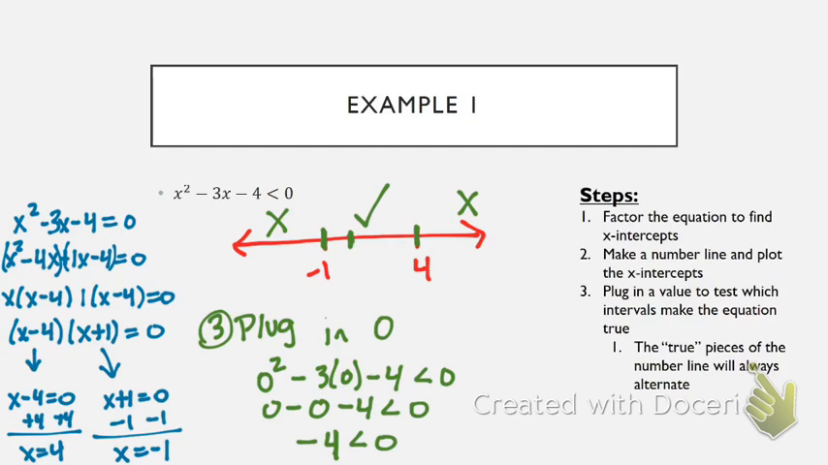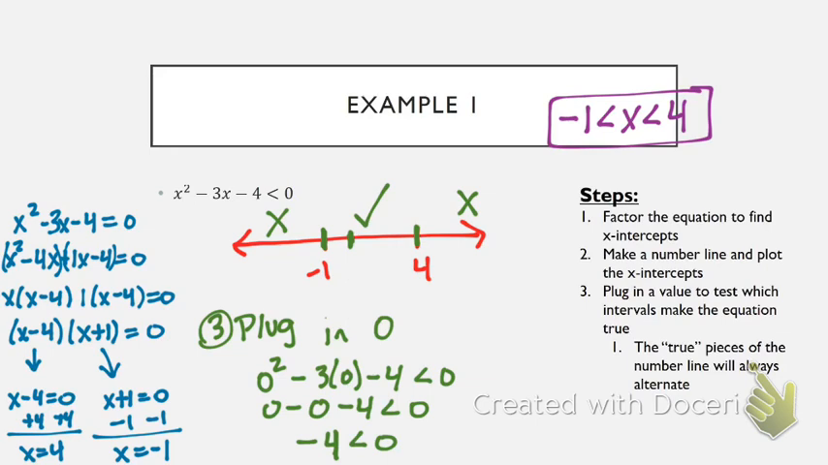It says the true pieces of the number line will always alternate. In quadratic equations, they will always alternate. So, if the middle is true, the outside pieces are not. My solution here would be, what x values is it between? So my actual answer would be when x is between -1 and 4.